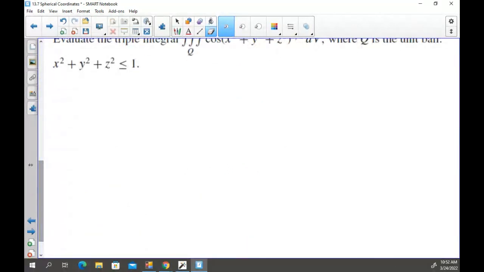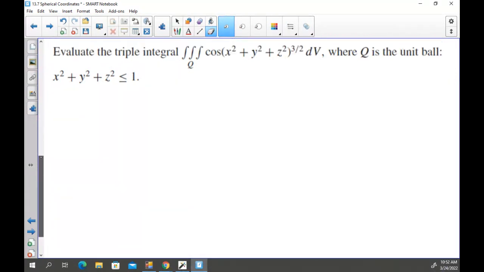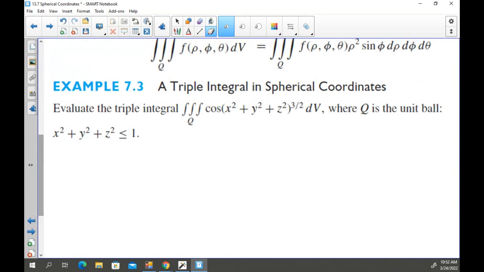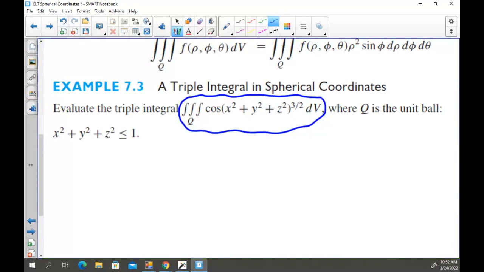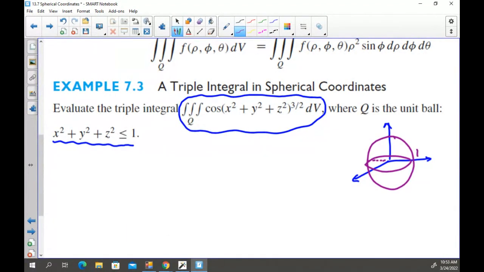Now I will do this example and then we will stop for today. Here, evaluate the triple integral. So I want to evaluate this integral. And Q is the sphere, basically, the ball of radius 1. So x squared plus y squared plus z squared less than or equal to 1. That means we're inside the sphere of radius 1. So this is Q.